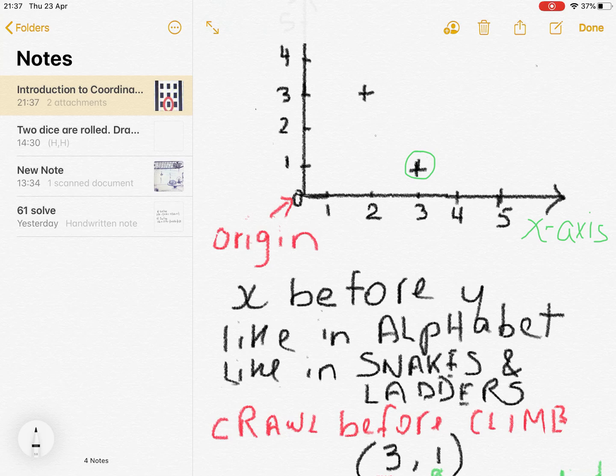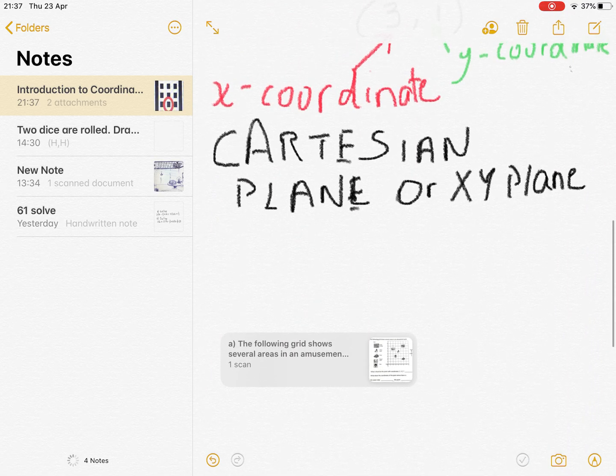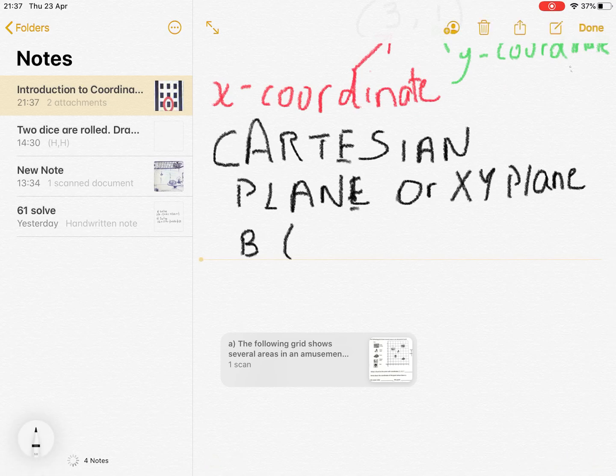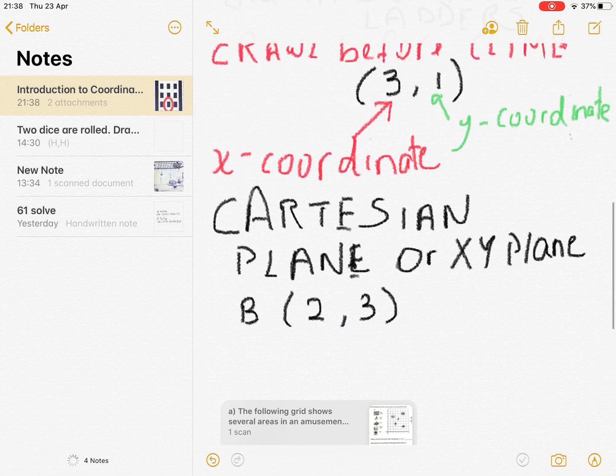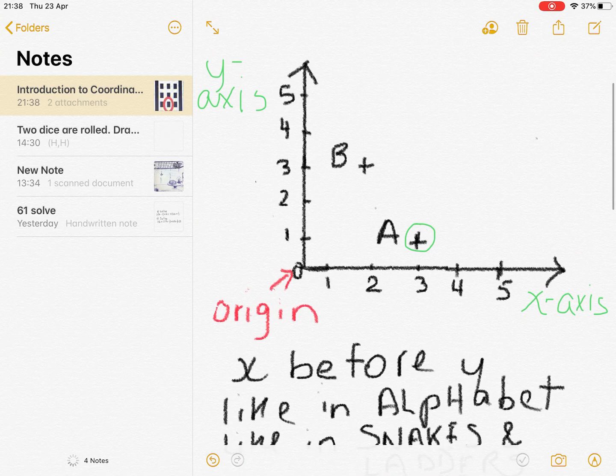So let's label this position, let's say this is position A and this is position B. So position B is at 2, 3. 2 for the x-coordinate, the horizontal movement, and 3 for the y-coordinate, the vertical movement.